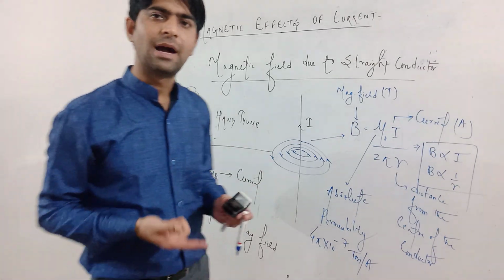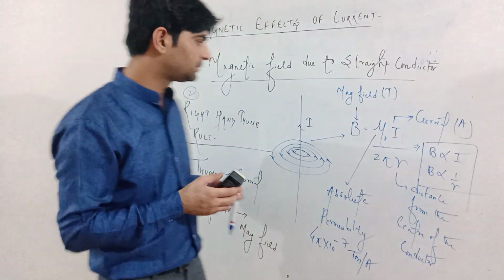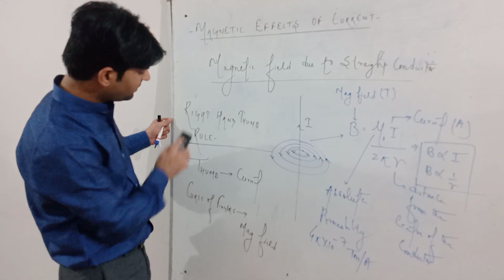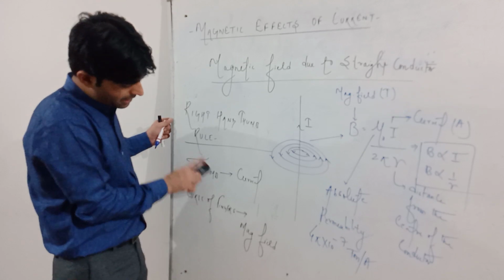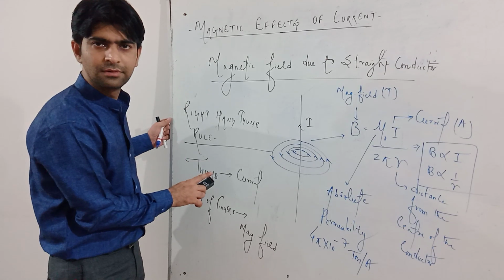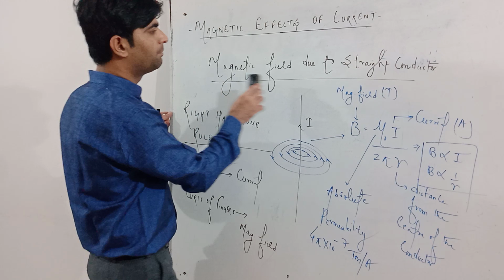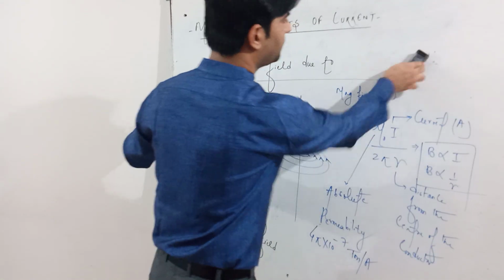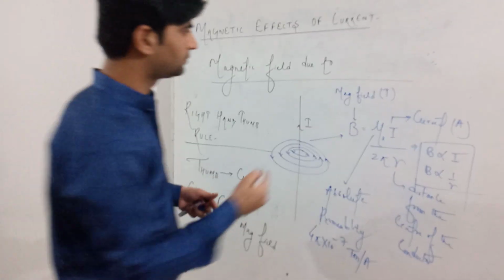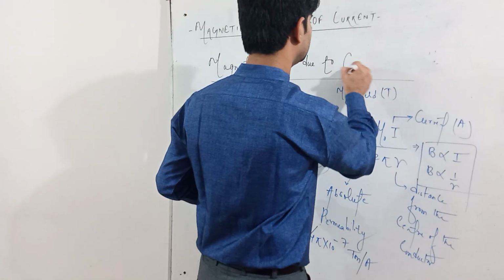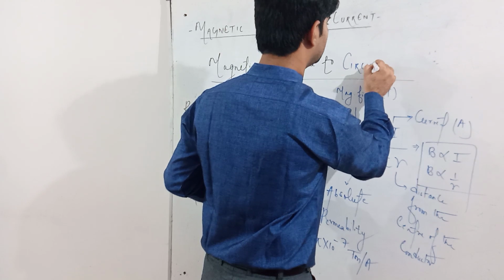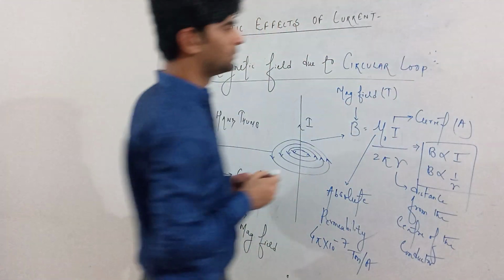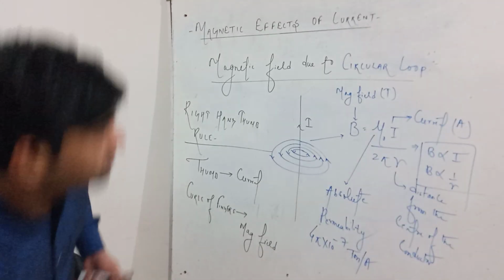Next we will discuss the magnetic field due to circular loop. For circular loop also same right hand thumb rule will be used, but the parameters will be changed. I will explain you how. Magnetic field due to circular loop.